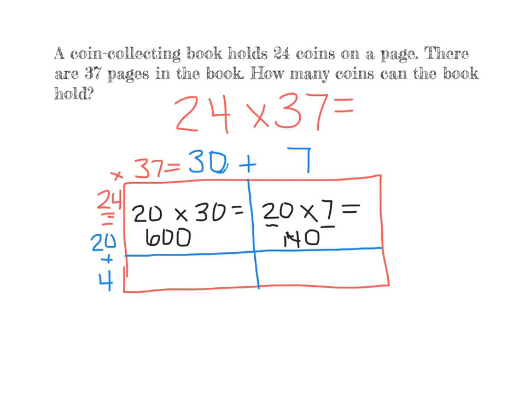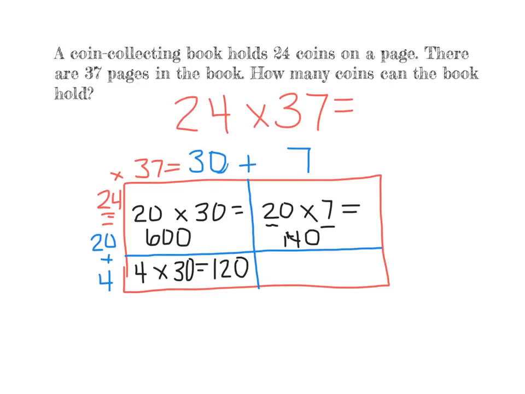Now I'm going to multiply my bottom left section, which is the 4 with the 30. So I'm going to multiply 4 times 30, which equals 4 times 3 is 12. I have 1 zero, so I'm going to add that 0, which equals 120.